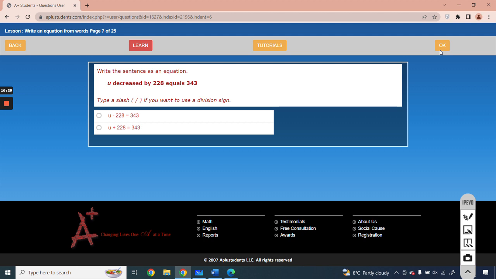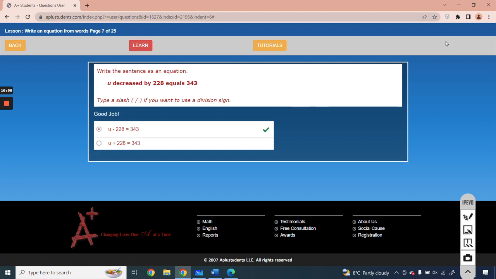Okay, write the sentence as an equation. U decreased by 228 equals 343. So which of the option is the correct one? Decreased means you have to subtract. So it is U minus 228 equals 343. That is option number 1. Just select the correct option and click on the OK button.